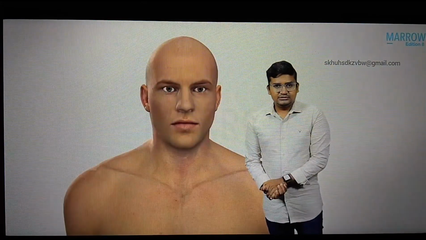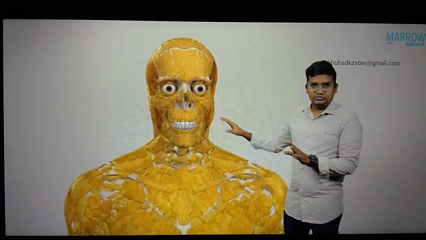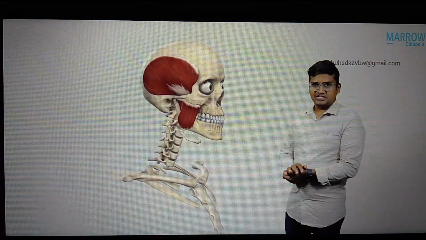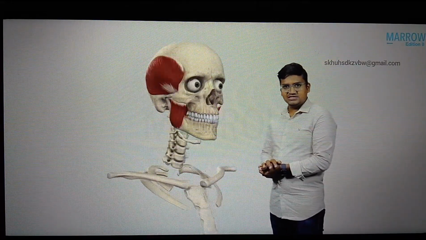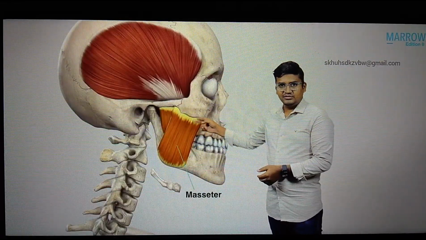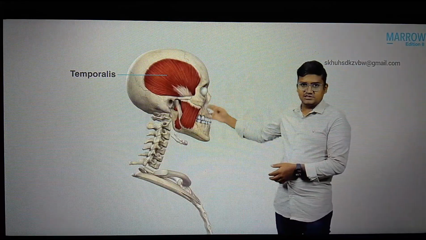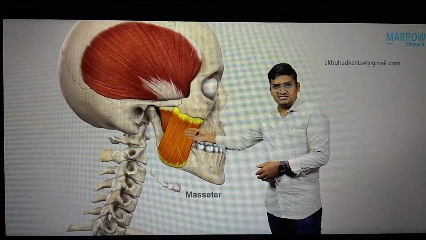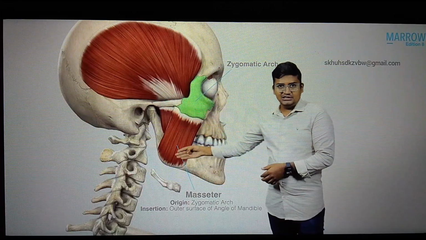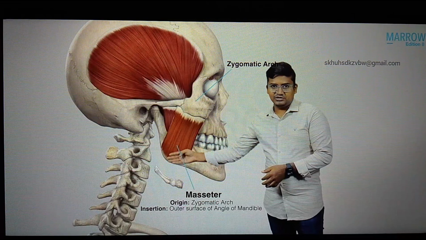Now we're going to see the animation for the muscles of mastication. We're going to remove the skin, fascia, everything, so that we are seeing the muscles of mastication. Now we are seeing two muscles here. This is our masseter muscle, and the muscle coming from the temporal fossa is the temporalis muscle. The masseter comes from the zygomatic arch and is inserted to the outer surface of the ramus of the mandible.